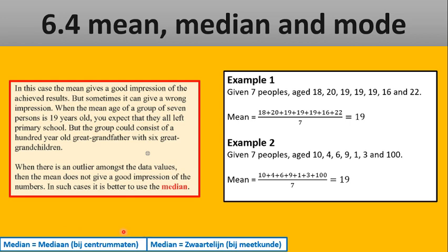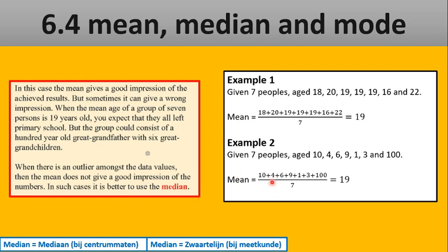Alleen je moet hier een beetje bij oppassen, want in het Engels gebruik je de median zowel bij centrummaten, en dan vertaal je het in het Nederlands als mediaan. Maar als je dan even terugdenkt aan hoofdstuk 2, dan hadden we het ook over medians. Maar dat vertaalden we als zwaartelijn. Dus zoals bij de meetkunde, het meetkundehoofdstuk. Dus als we het over meetkunde hebben, de median, dan heet het de zwaartelijn in het Nederlands. Als we het over centrummaten hebben en je ziet median staan, dan zeggen we in het Nederlands de mediaan. Moet je niet door elkaar heen halen.